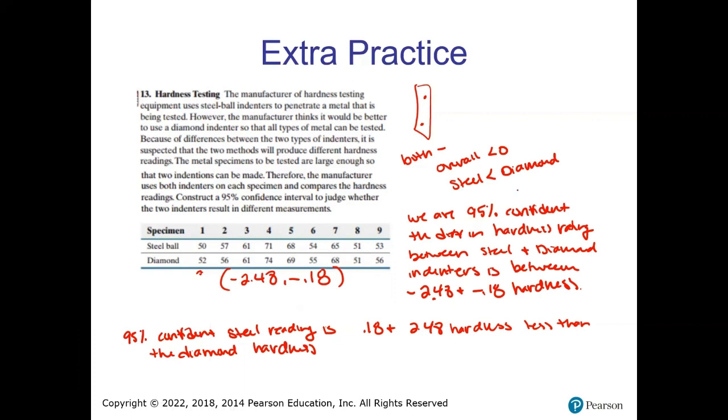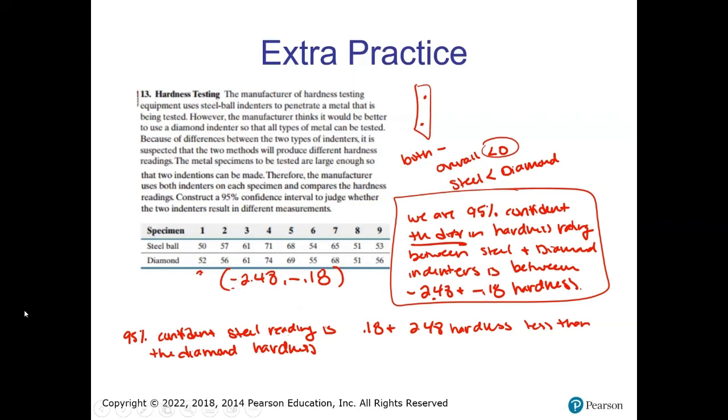This is how we write it. We are 95% confident the difference in hardness rating between steel and diamond indenters is somewhere between negative 2.48 and negative 0.18 hardness. What does that mean? We can be about 95% confident that the steel reading is 0.18 to 2.48 hardness less than the diamond hardness. Less because they're both negative, it means less.